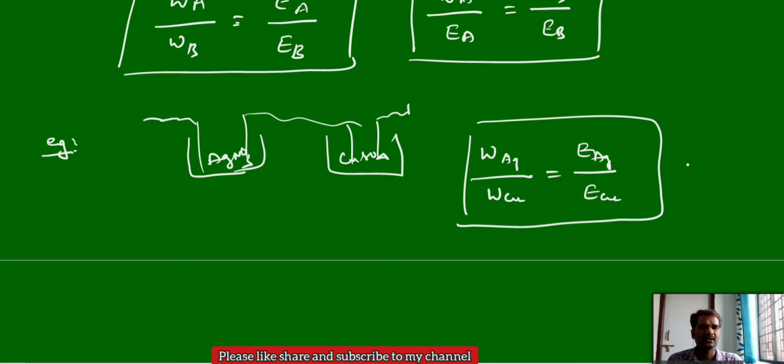We know the equivalent weights. For silver, the equivalent weight is 108, and for copper, the equivalent weight is the molecular mass by 2, which gives 31.75. These are known values. From these known values, we can calculate the unknown if you know the weight of one of the substances. Here we can collect some important notes. You can write them down. This is very useful later.